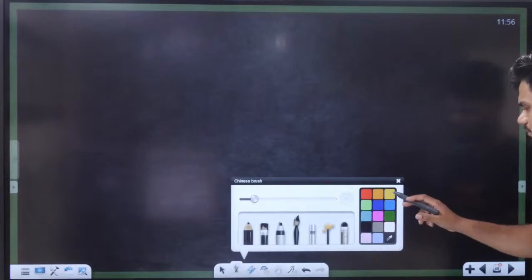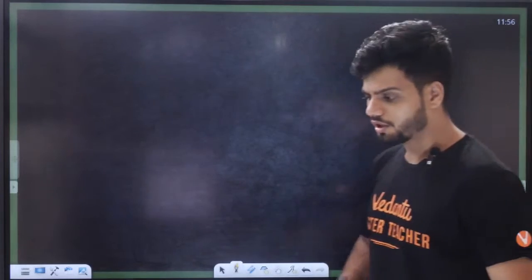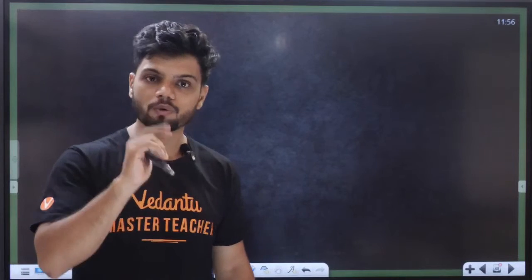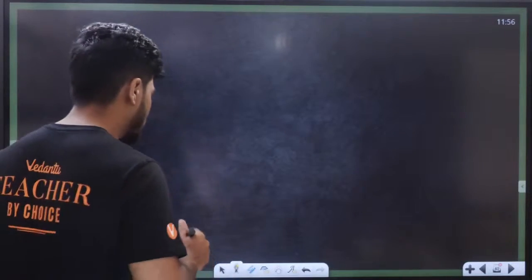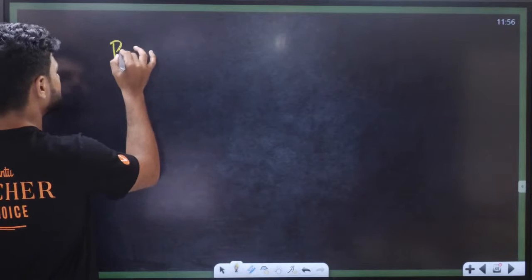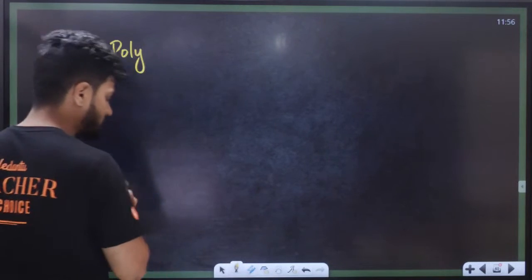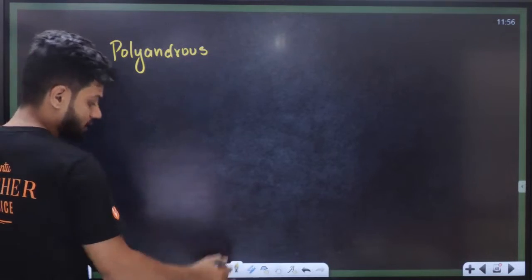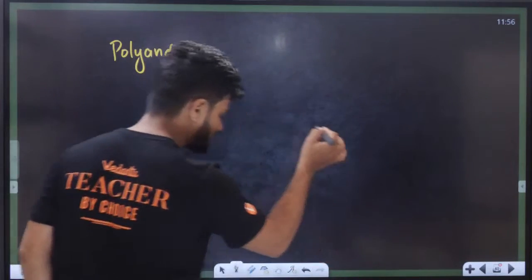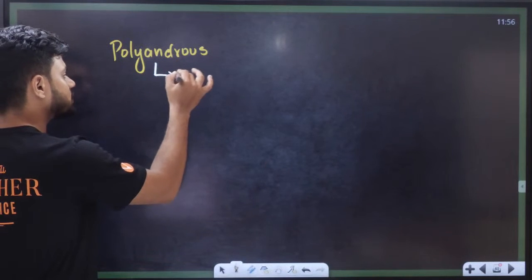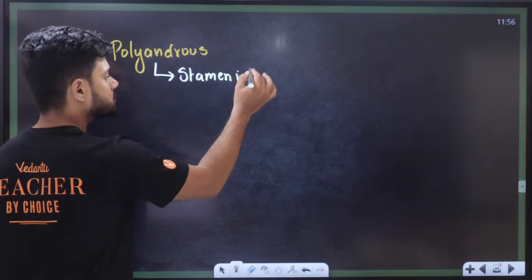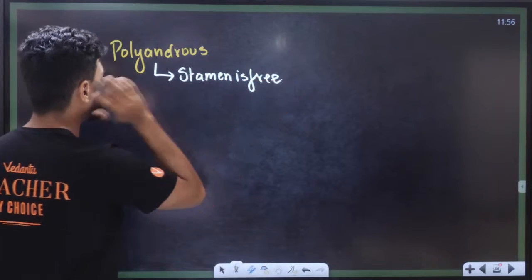Now, students, there is one more thing: polyandrous condition, monoadelphous, diadelphous, polyadelphous. First we'll understand polyandrous condition. What exactly is happening in the case of polyandrous condition? The stamen is completely free. Polyandrous condition.